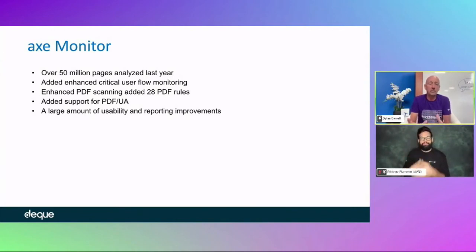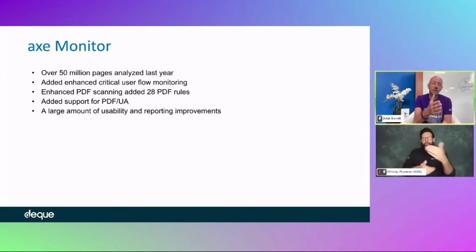It's always been possible with Axe Monitor to do scripting to be able to, for example, log into applications and get through the authentication. We support a wide array of different types of authentication to be able to do that. But with the addition of this enhanced critical user flow monitoring, we are now able to walk through complex workflows. So for example, say you have a workflow where users are signing up for a new credit card, or users going through a dispute process of some sort.